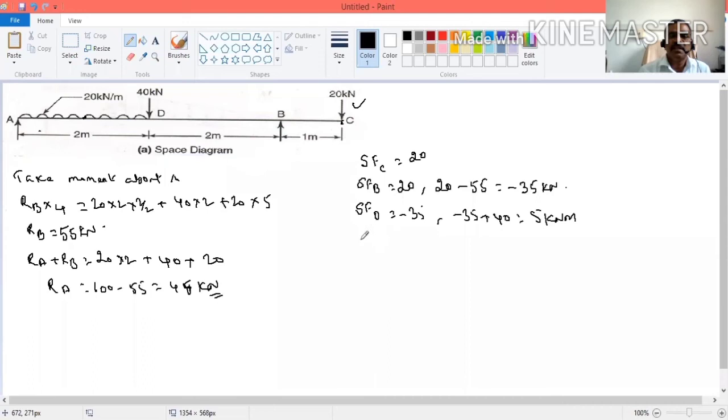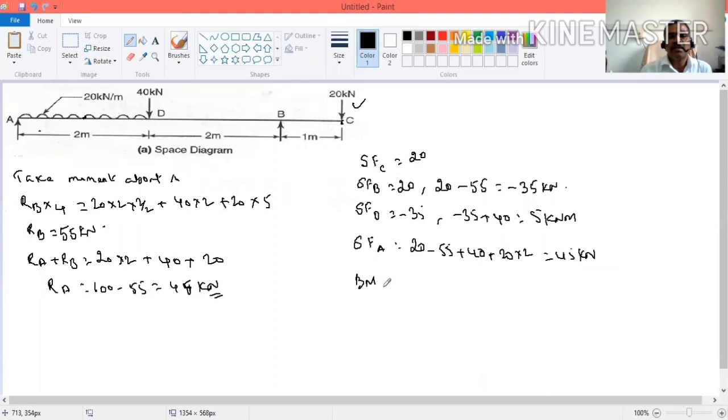Then shear force at A. Without the point load, if you calculate, that is 20 downward, minus 55, plus 40, that is 5, then plus 20 into 2, it is 45 kilonewton. With the point load, it will come to 0. This is the shear force diagram. Now you draw the bending moment diagram.